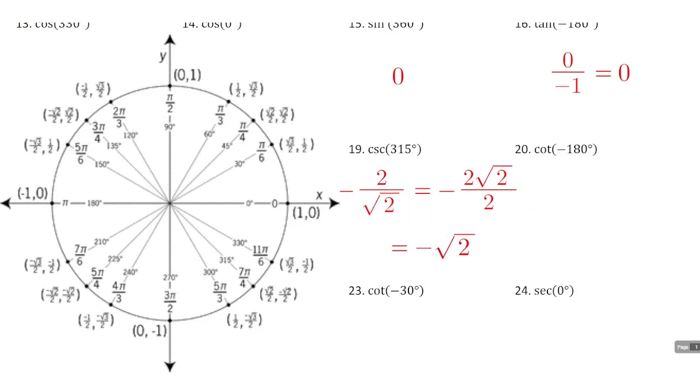Number 20 is cotangent of negative 180 degrees. So cotangent is x over y. So this would be negative 1 over 0. And we've seen one of these before. You are not allowed to divide by 0. So this would just be undefined.